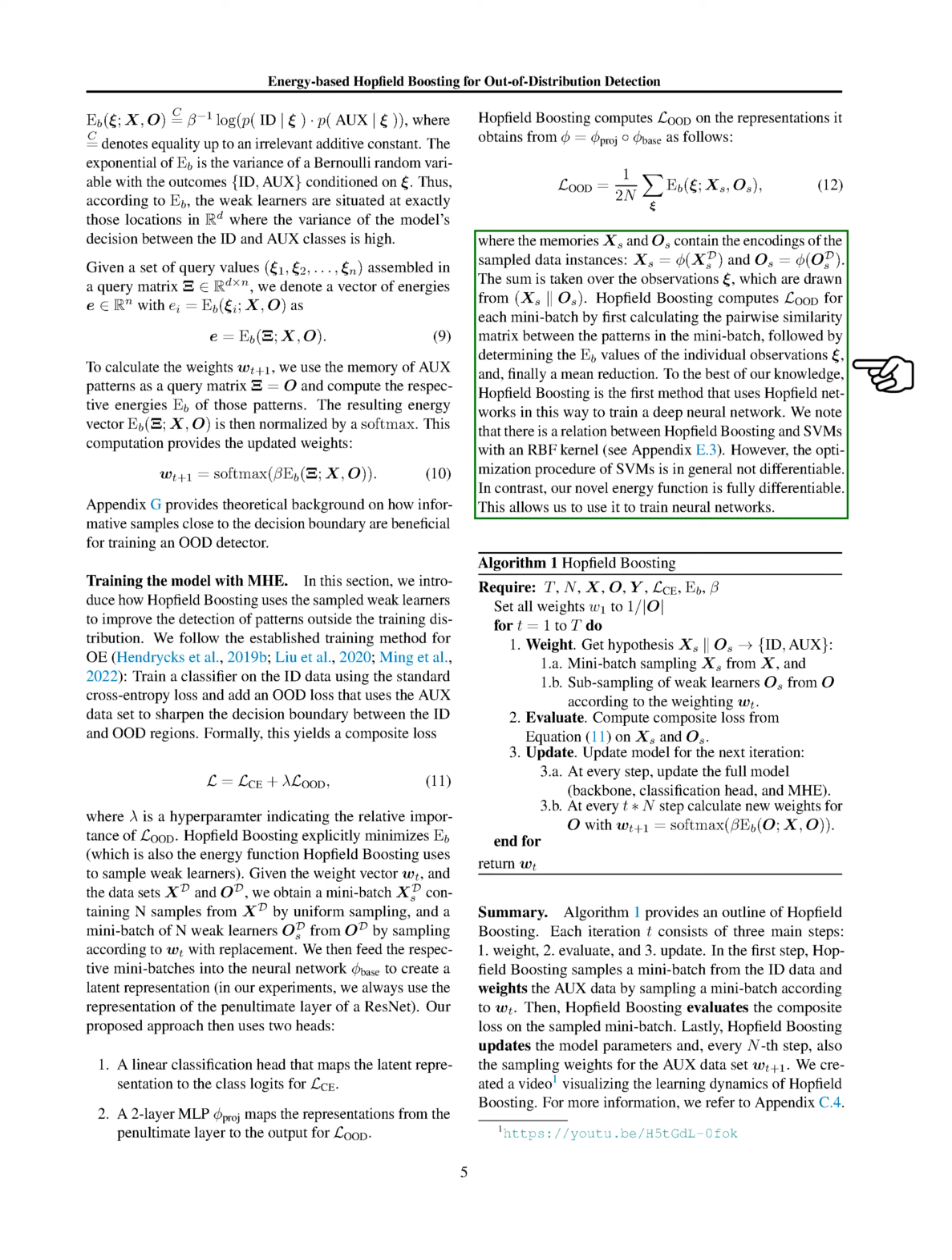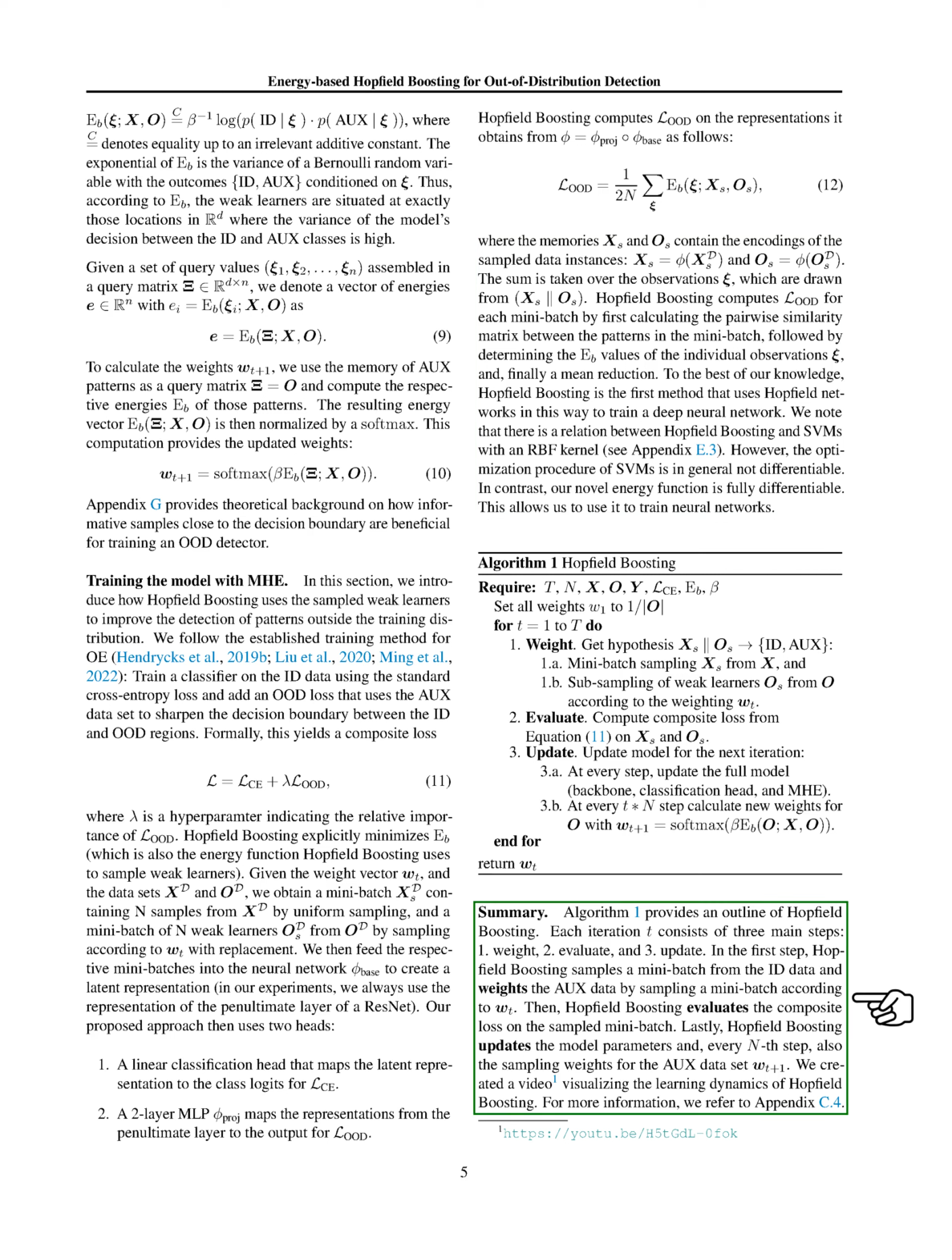Section: Summary. In this section, we present an overview of Hopfield Boosting. Each iteration involves three main steps: weighting, evaluating, and updating. Initially, we sample a mini-batch from the ID data and adjust the AUX data weights accordingly. Then, we assess the composite loss on the sampled mini-batch. Finally, we update the model parameters and, every nth step, also update the sampling weights for the AUX dataset.